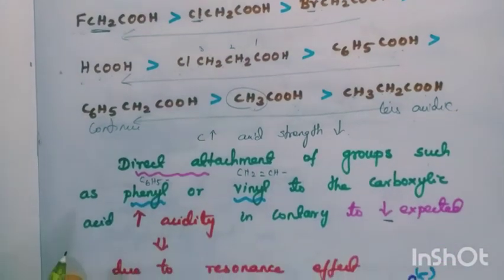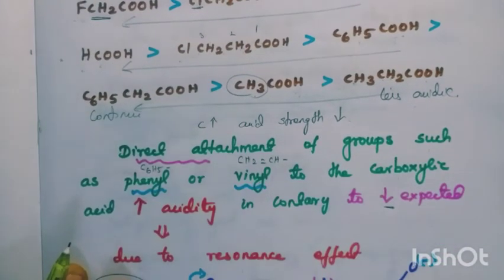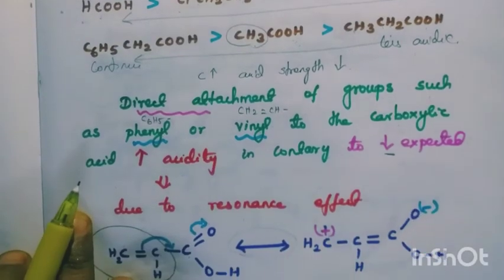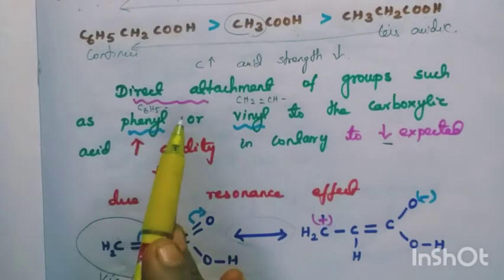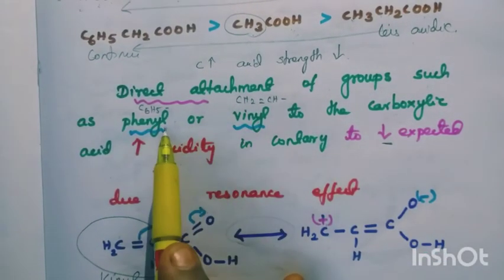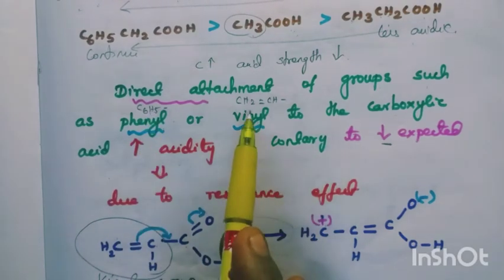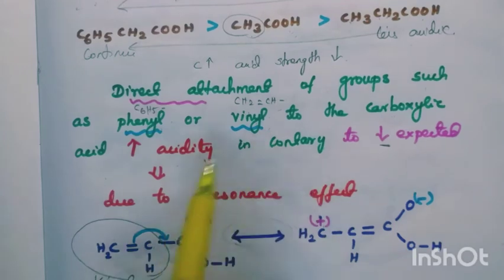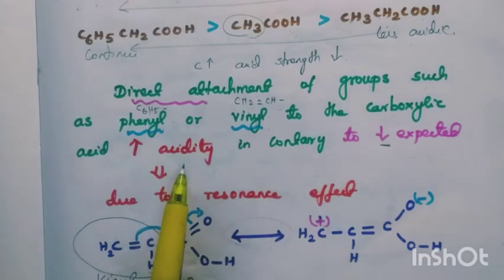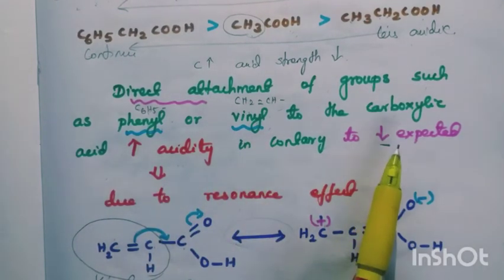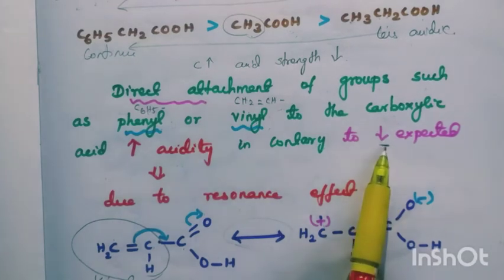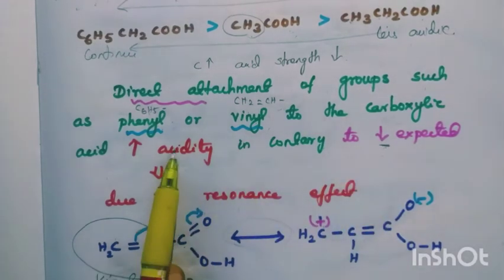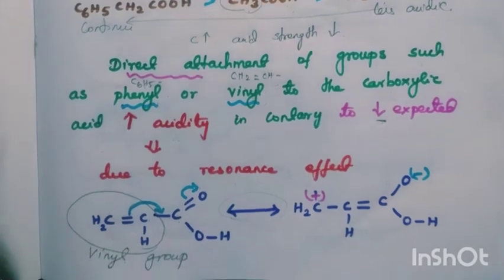Now, the direct attachment of some groups increases the acidity. What are the groups which increase the acidity? Phenyl and vinyl. What is phenyl? C6H5. Vinyl, CH2 double bond CH. If these two groups are directly attached, they have a tendency to increase acidity. But we studied it decreases, no? In contrary to our expectation, it increases the acidity. Why does it increase the acidity?